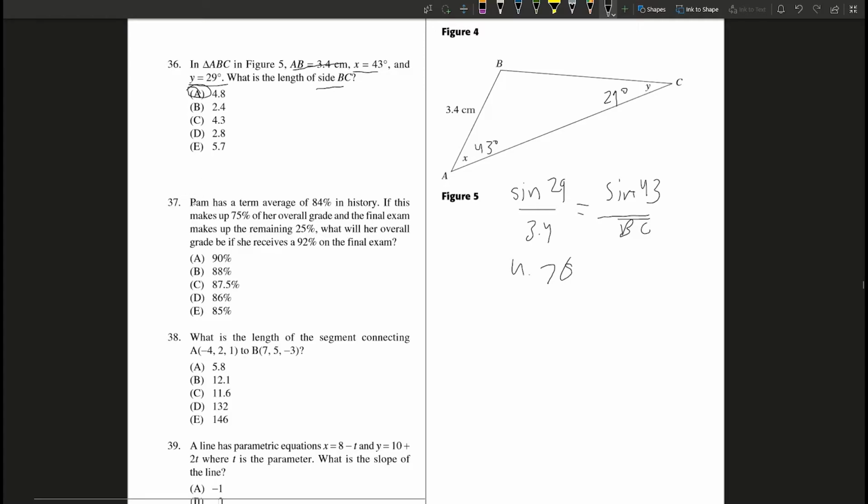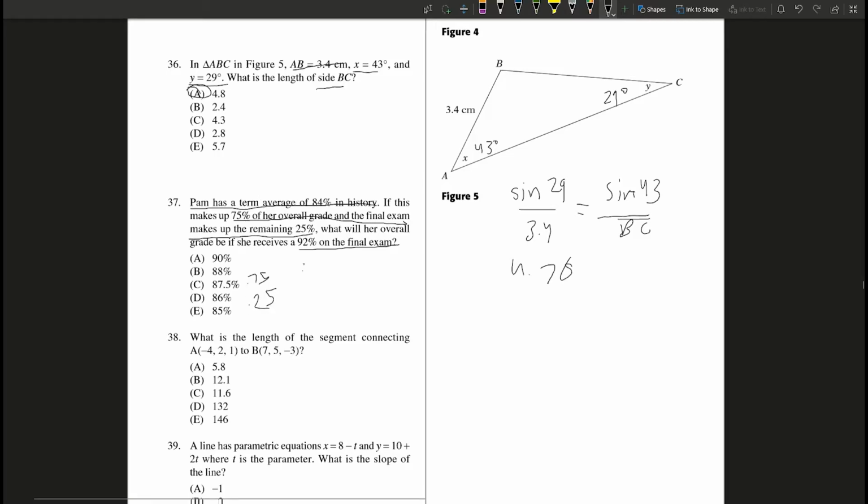So this question asks, Pam has a term average of 84% in history. If this makes up 75% of her overall grade and the final exam makes up the remaining 25%, what will her overall grade be if she receives a 92% on her final exam? So this is a weighted average. So we know that 0.75 is how the term average is weighted, and 0.25 is how the final is weighted.